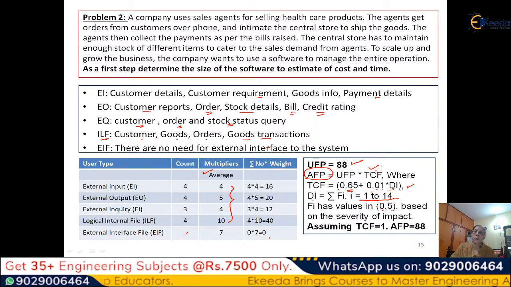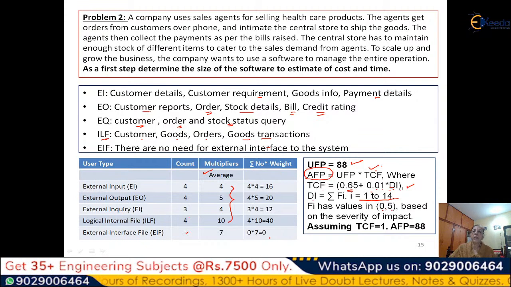Now this DI has to be put here, multiplied by 0.01, then added with 0.65 to get the technical factor. And this technical factor will be multiplied by the unadjusted function point that we have derived by this method, and we will get the adjusted function point.